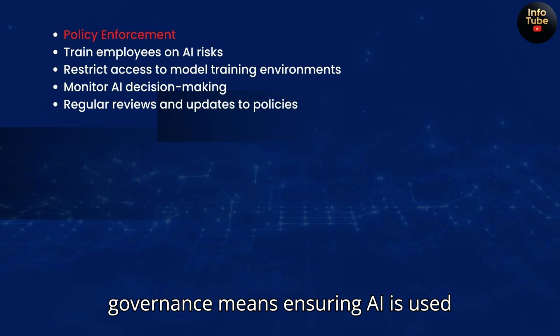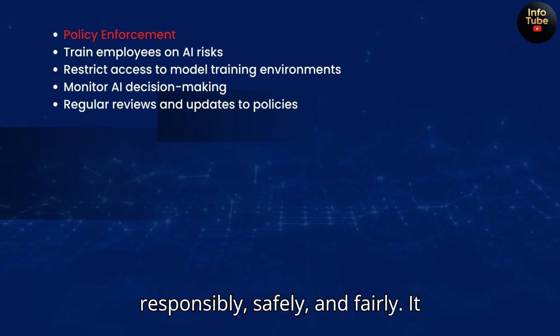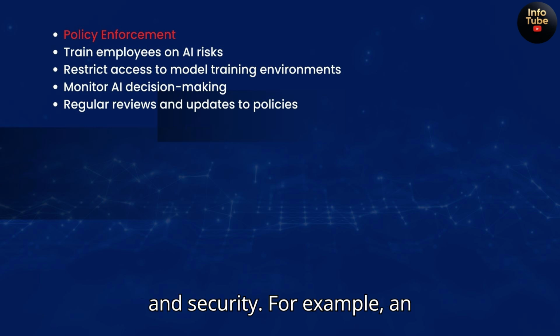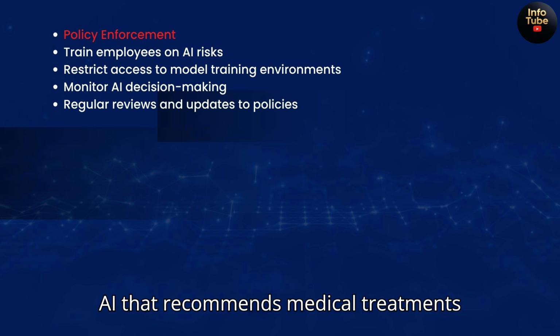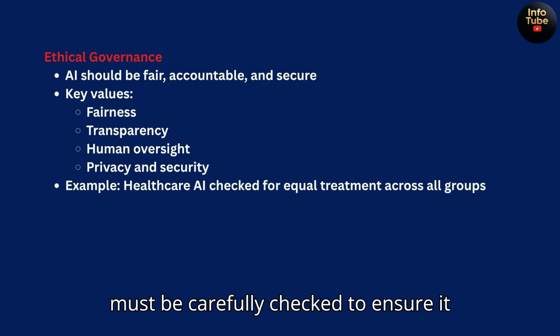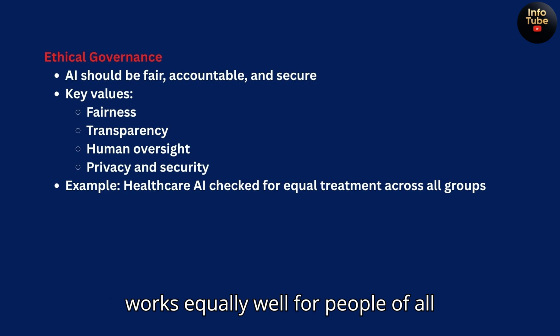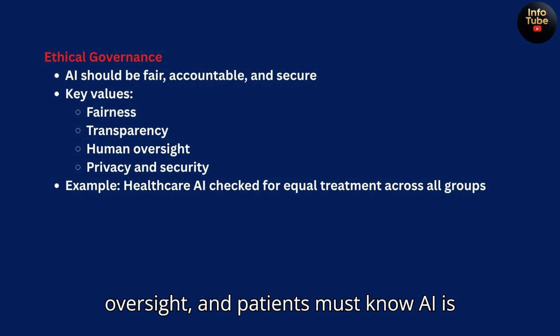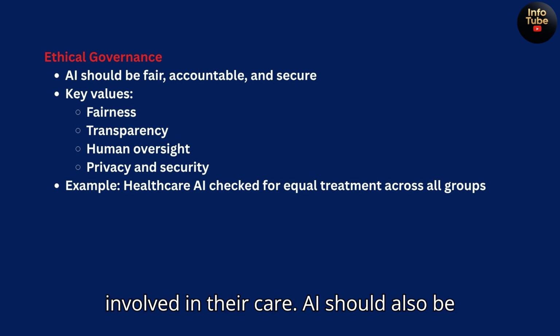Ethical governance means ensuring AI is used responsibly, safely, and fairly. It includes values like fairness, transparency, accountability, privacy, and security. For example, an AI that recommends medical treatments must be carefully checked to ensure it works equally well for people of all backgrounds. There must be human oversight, and patients must know AI is involved in their care.